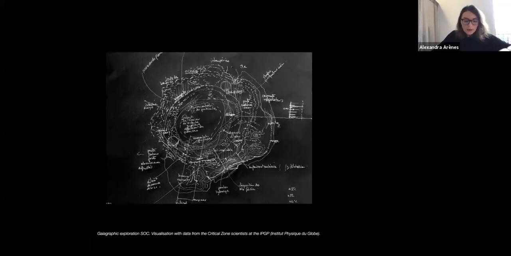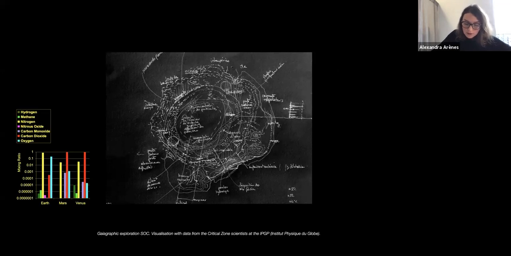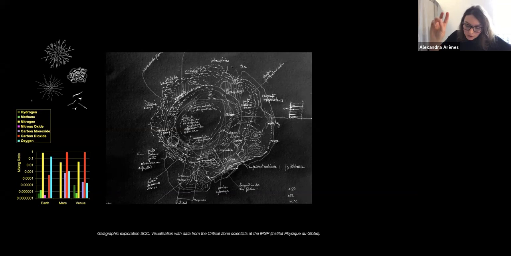If we compare the Earth to Venus or Mars, we would see that the composition of the atmosphere is completely different. This is what Lovelock and Margulis have shown with the Gaia hypothesis. Our atmosphere is chemically unstable and therefore viable for us.